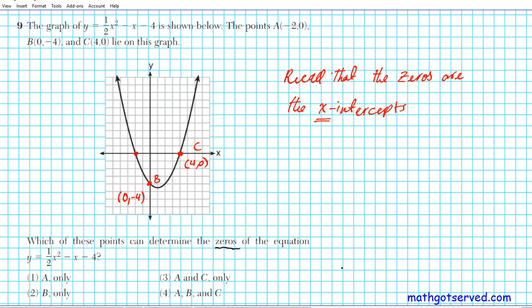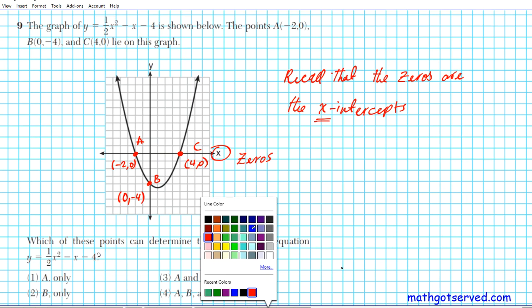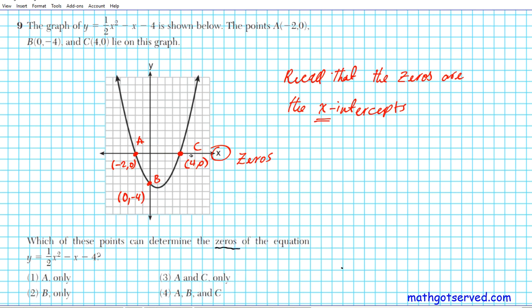And then we have another point here, (-2, 0), 1, 2. And that's point A. Now, which of these intercepts are on the x-axis? Those are your zeros, all right? So the intercepts that are on the x-axis are A and C. So the points (4, 0) and (-2, 0) represent the zeros, okay? So this is (4, 0). And then the other zero is point A, which is (-2, 0). So A and C are the zeros of the equation.